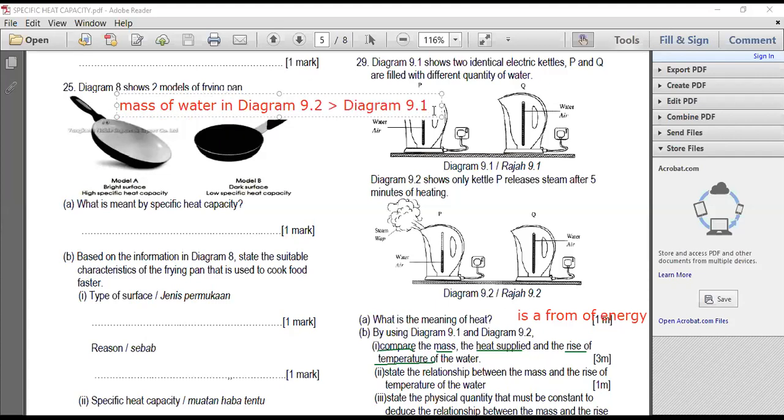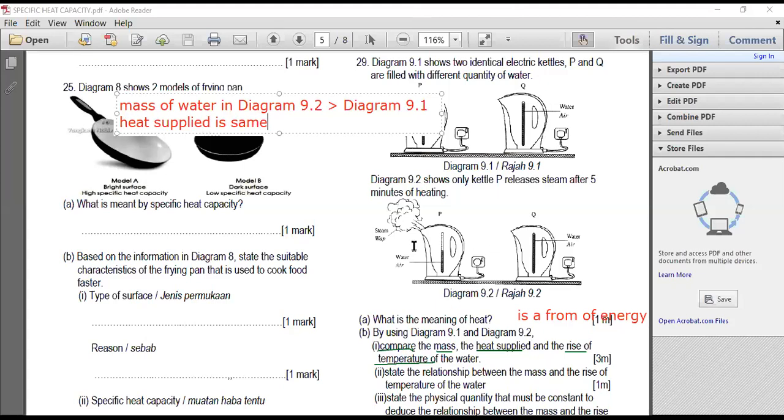Okay, next we are talking about heat supplied. What happened is your kettles are identical. That means the heat supplied is the same, because they have the same power. So heat supplied will be the same.